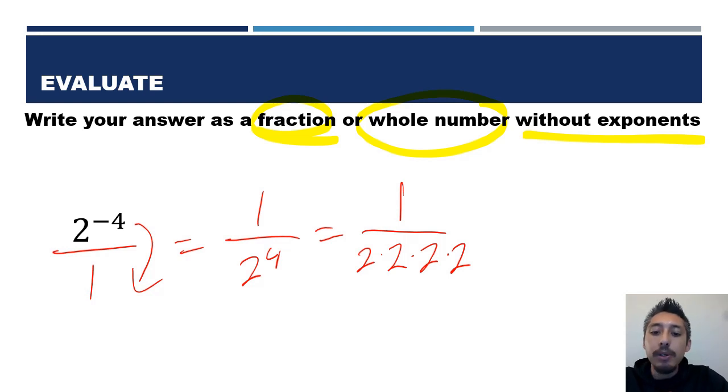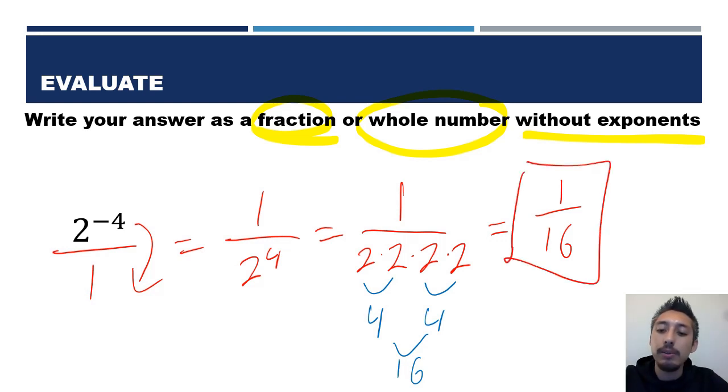At this point, you could figure out your answer whichever way you think is fastest, as long as you are not using a calculator. Remember, we're trying to make sure that we understand how to do this by hand or in our heads. Here we have 2 times 2, which is 4, 2 times 2, which is also 4, and then 4 times 4, which is 16. Which means that our final answer is going to be 1 over 16. It's a regular fraction. It has no exponents. This is our final answer.